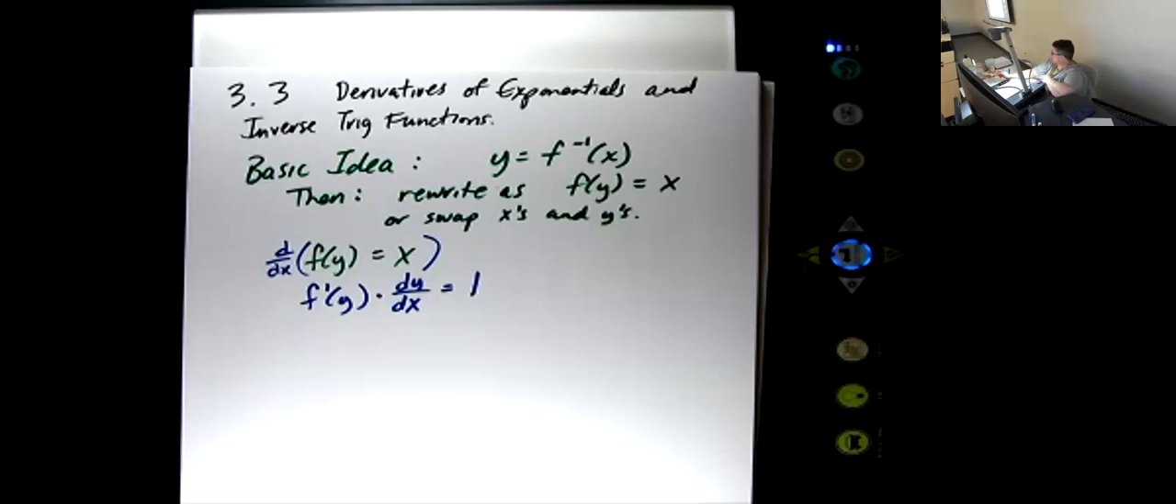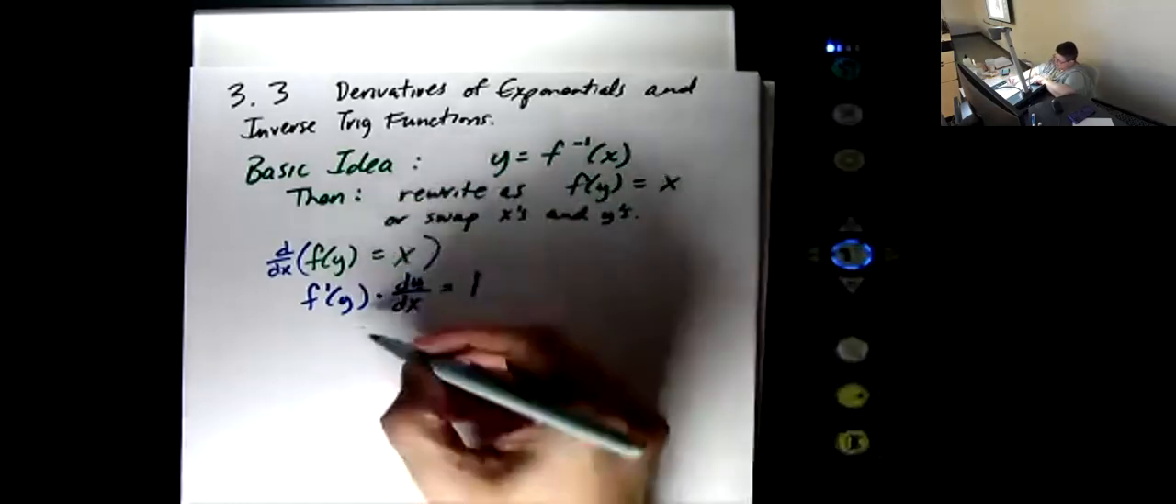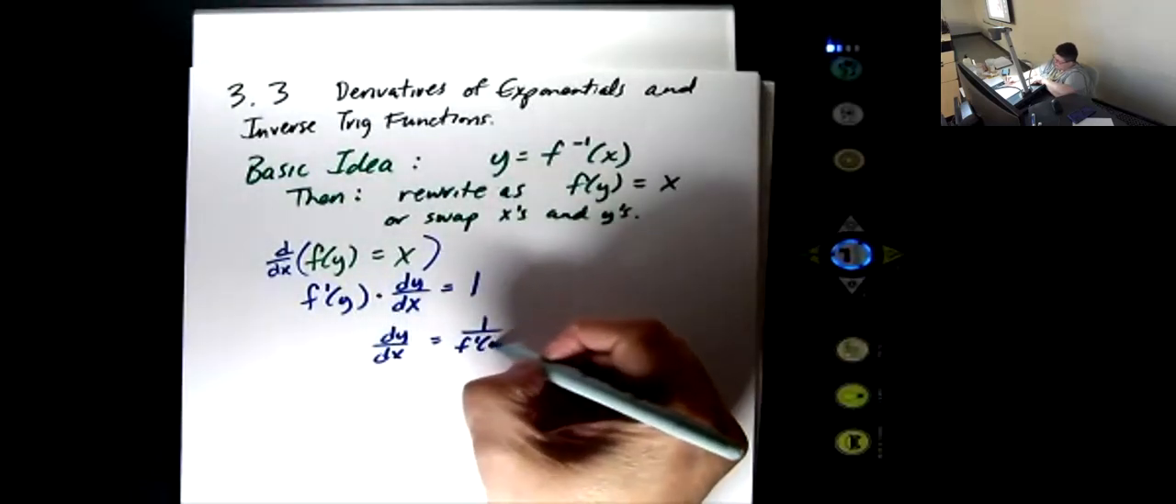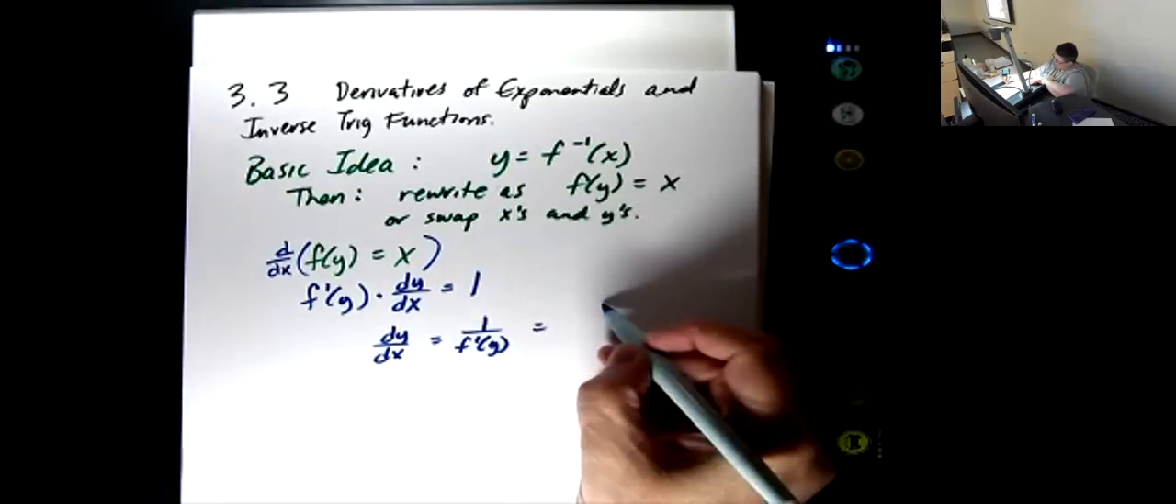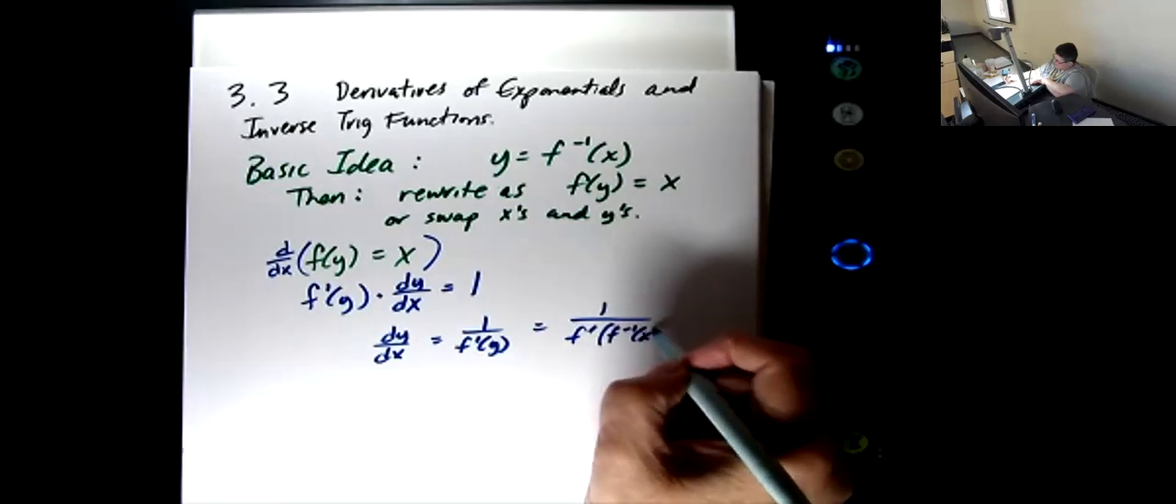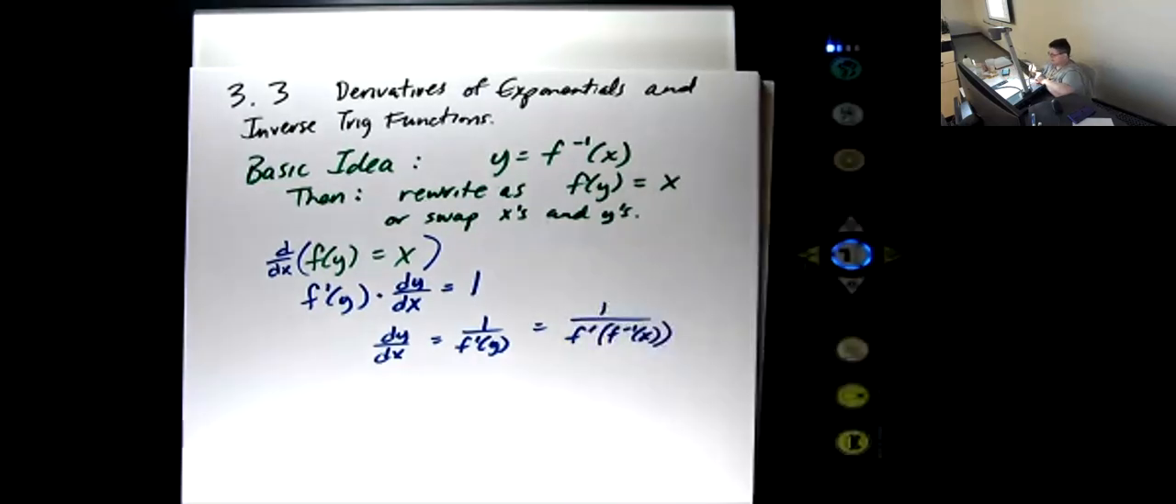That's another mistake I saw. The derivative of a constant number, like the derivative of 3, is 0. People weren't getting rid of the derivative of a constant. They were leaving it there. So dy/dx is 1 over f prime of y. But y was f inverse of x. That's the general idea of what's going on.